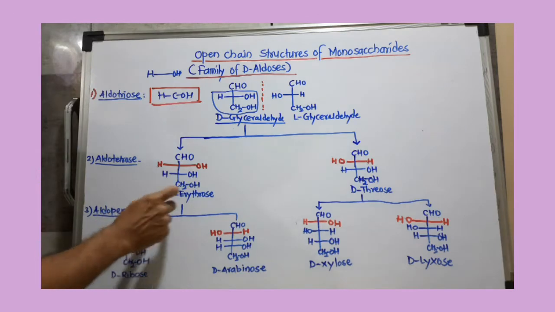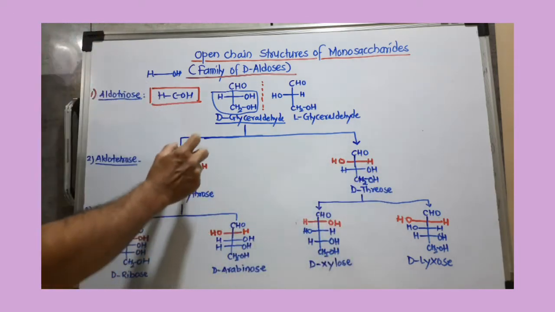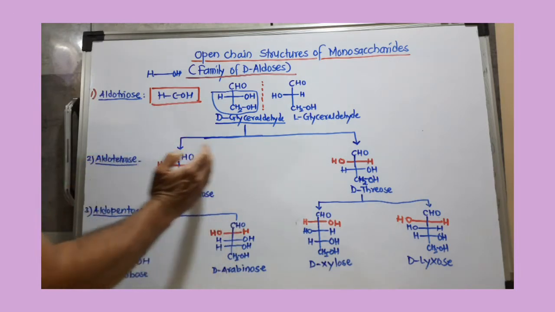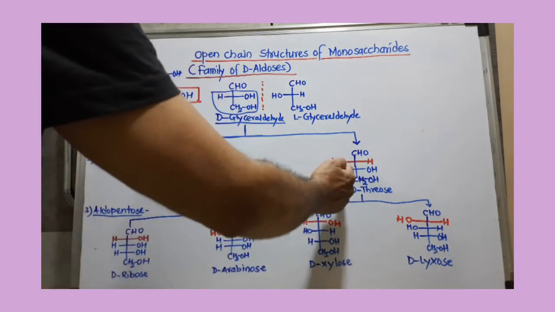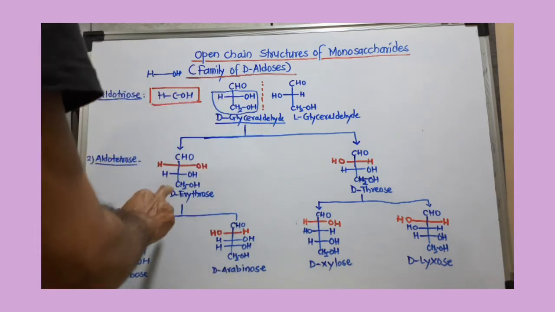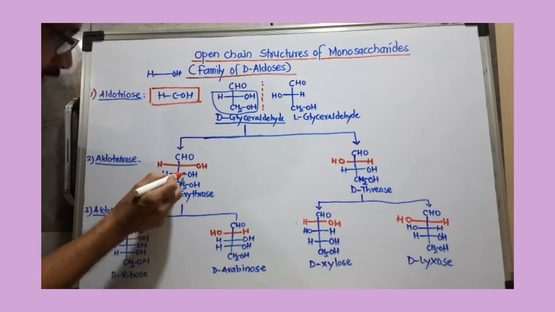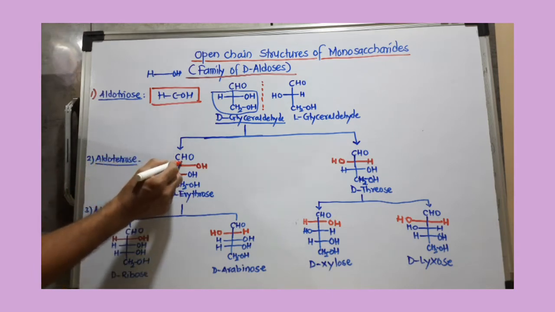So here one is called erythrose and another is called threose. You can see the position of OH. In erythrose all OH are toward the same side, meaning the right hand side, and in threose just the first OH is toward the left hand side. And this is D because you can see the chiral carbon which is away from the carbonyl group. In fact there are two chiral carbons, this is one and this is the second.